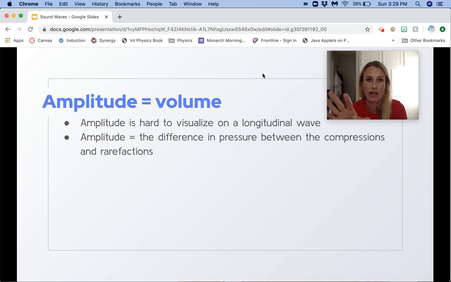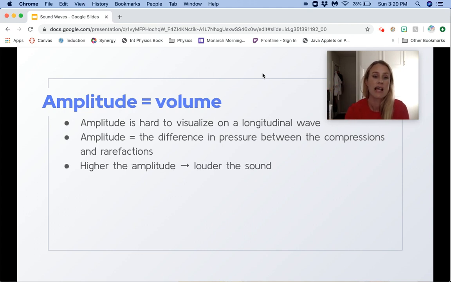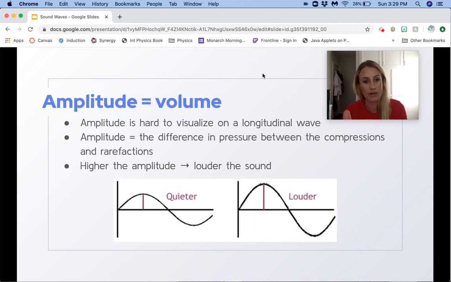It's really hard to visualize. So again, we just kind of refer to those oscilloscope readings and just say, okay, the higher the amplitude, the louder the sound. So this is what they would look like. A quieter sound has a lower amplitude. A louder sound has a higher amplitude.